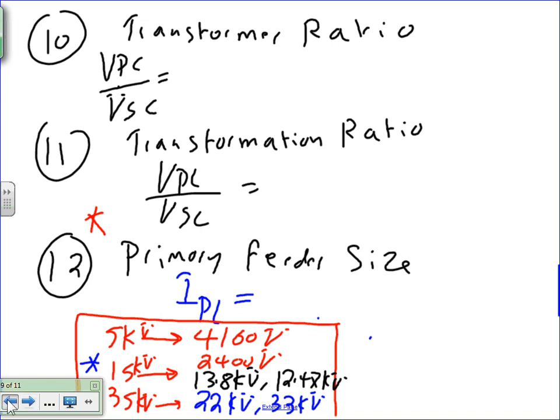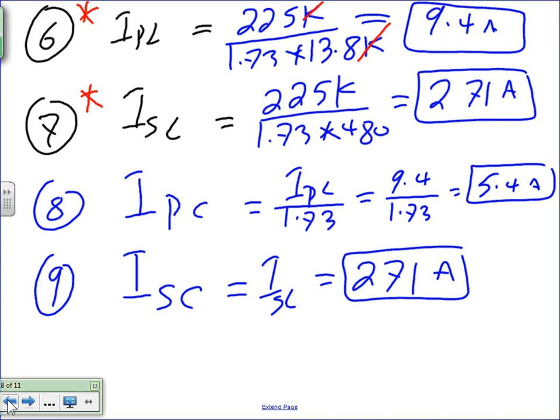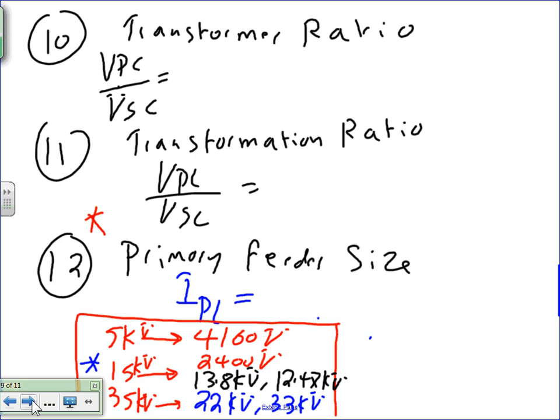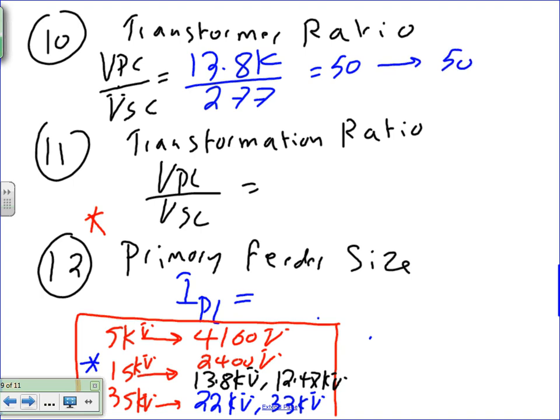Okay, so what did we do here? Transformer number 10, transformer ratio, guys. You're going to take the 13.8 K, don't forget the K, divided by 277, that will get you a healthy 50, and that will translate to 50 to 1. 50 to 1 transformer ratio.